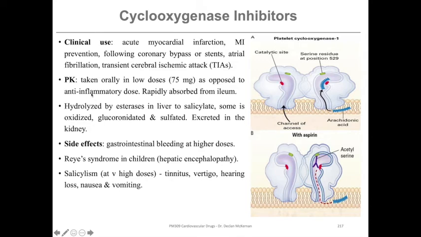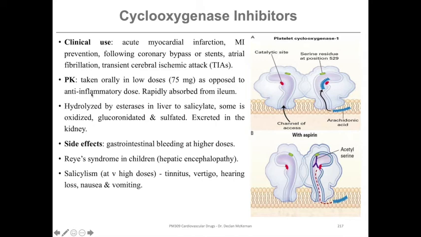Clinically, these drugs are used in the treatment of acute myocardial infarction, for the prevention of heart attack or myocardial infarction, following coronary bypass or insertion of stents, in patients with atrial fibrillation, and in transient cerebral ischemic attacks or TIAs. These are like the mini strokes that you may hear about. These are taken orally in low doses, usually about 75 milligrams, as opposed to the anti-inflammatory dose that you may take for a headache or for pain.